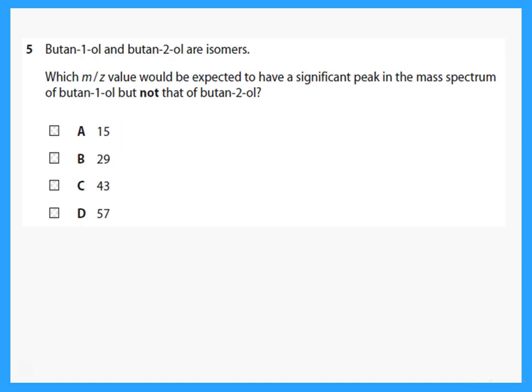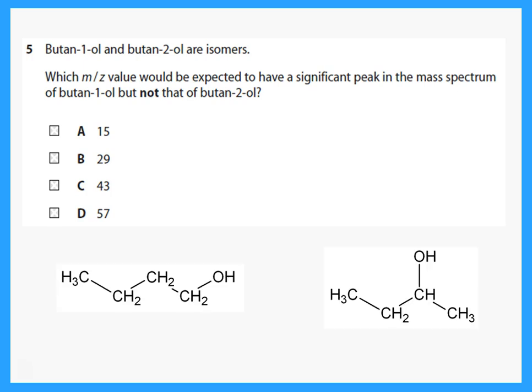The next question says, butan-1-ol and butan-2-ol are isomers. Which m/z value would be expected to have a significant peak in the mass spectrum of butan-1-ol, but not that of butan-2-ol? So let's first draw them, butan-1-ol and butan-2-ol. And then you know that the m/z values we have for different peaks are due to different fragmentations.